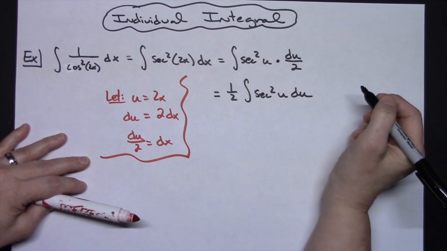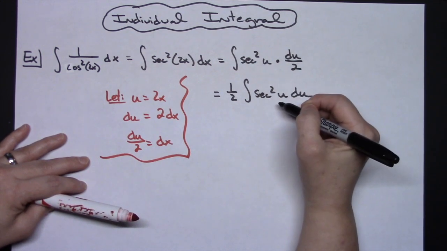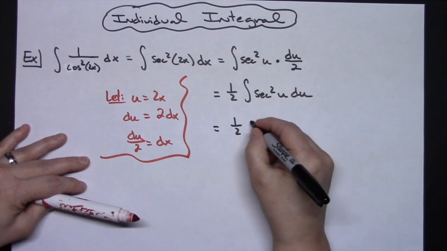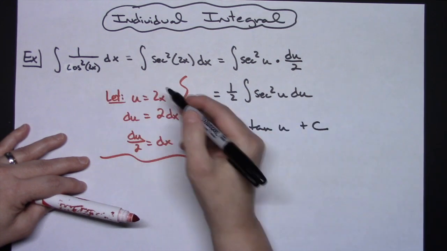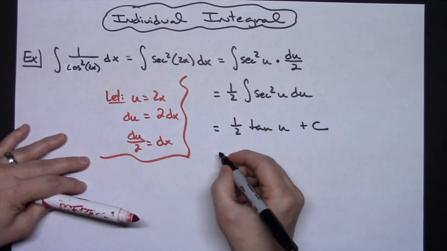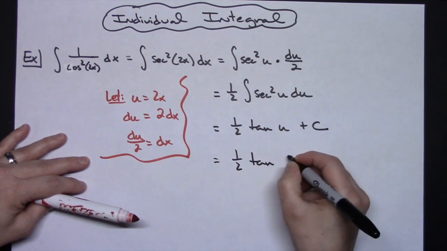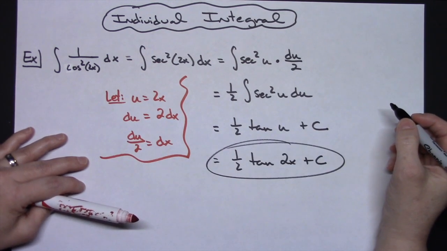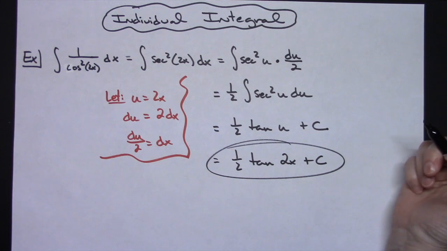Now we've got it down to an integral that we can integrate. Hopefully you have the integral of secant squared u memorized as tangent. So then I'll have a 1/2 tangent u plus c, and then I can replace my u in here as 2x. So a final answer of 1/2 tangent 2x plus c. So definitely a straightforward U-substitution integral, one that you would find in a Calc 1 class.